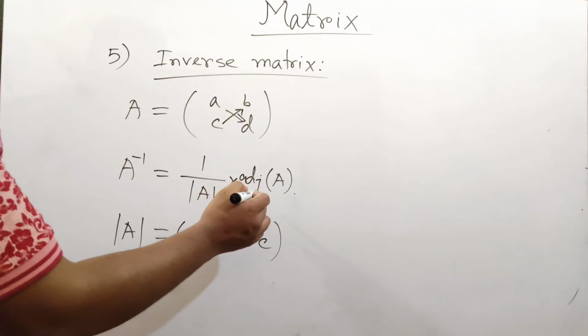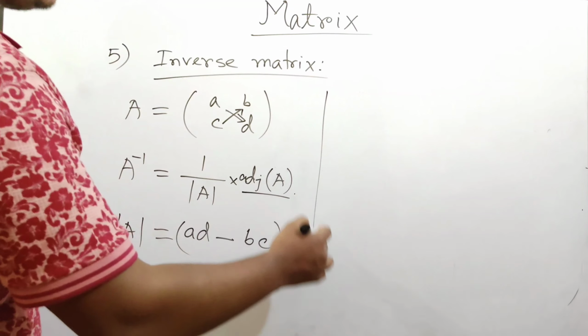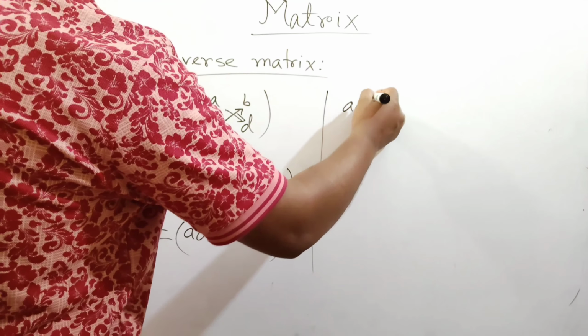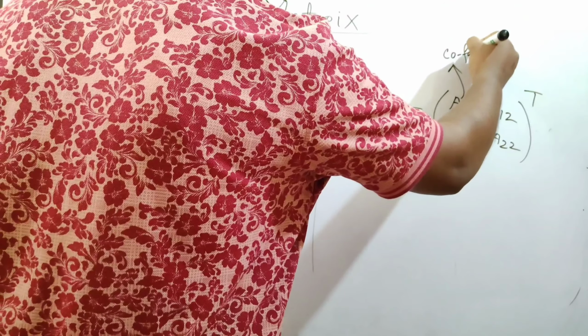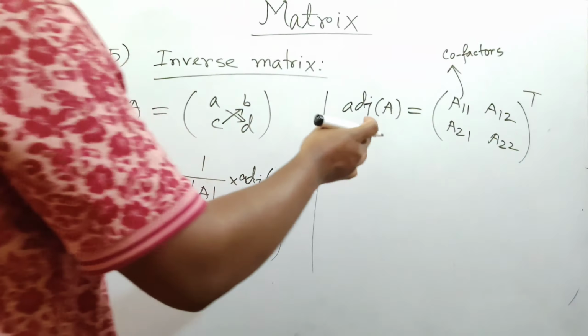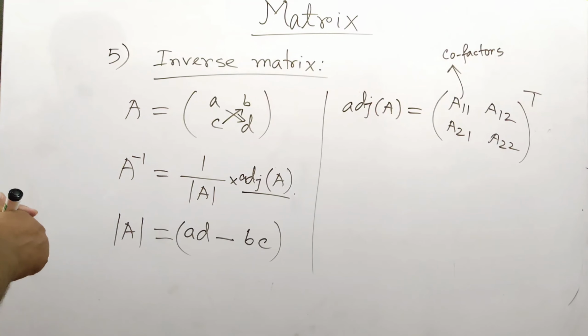Okay, now we need to find the adjoint of this matrix. So how can we find the adjoint of a matrix? The adjoint of the matrix is equal to the matrix of A11, A12, A21, A22, and then the transpose of this matrix. Here A11, A12, A21 and A22 are the cofactors of this matrix. So now how can we find the cofactors of this matrix?